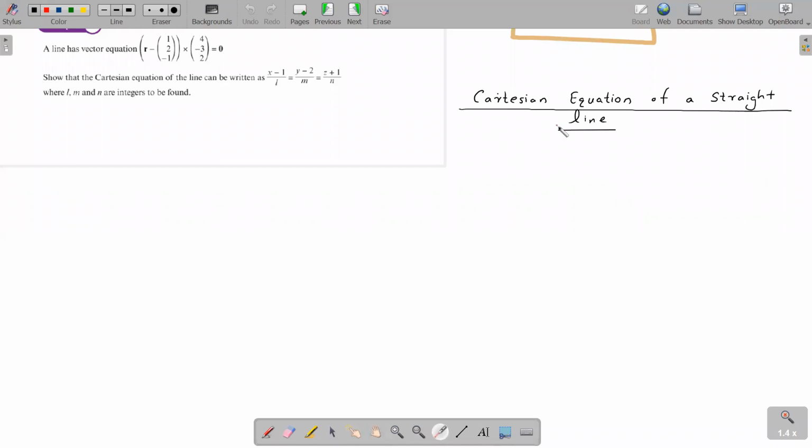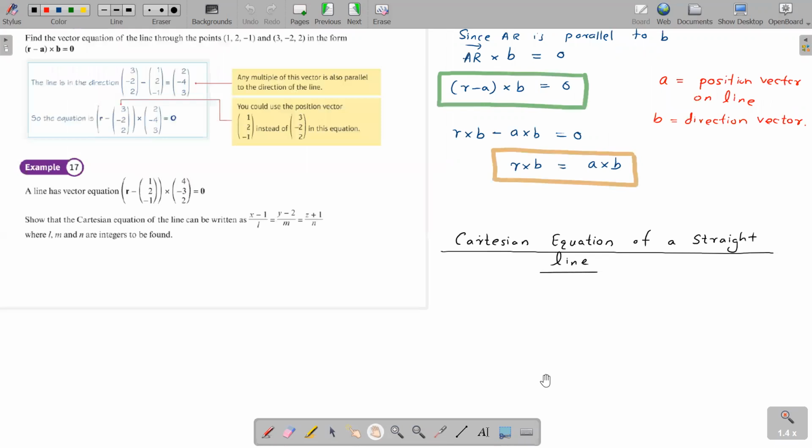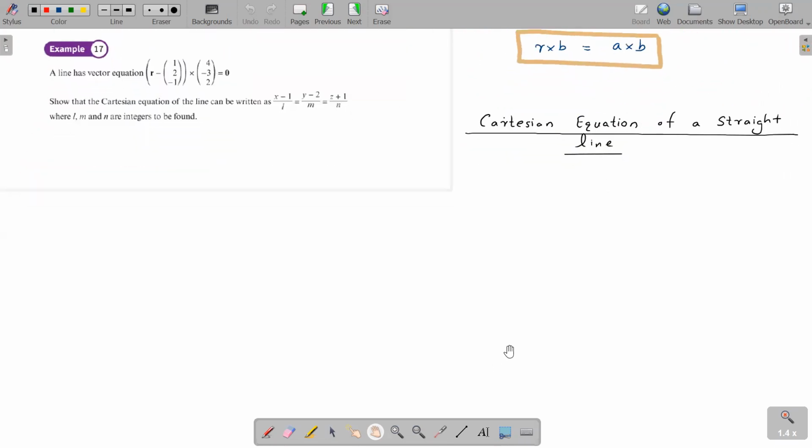Okay, so now we'll go to the next part, Cartesian equation of a straight line. Okay, so now we learned how to find the vector equation of a straight line. Right? We wrote the equation of a straight line by using the cross product, R minus A cross B equals 0, or we could use R cross B equal A cross B. So now I want you all to learn how to convert this vector equation into a Cartesian equation. So Cartesian equation means what? Basically, an equation with what? With x, y, and z. Okay, so that's the Cartesian equation.